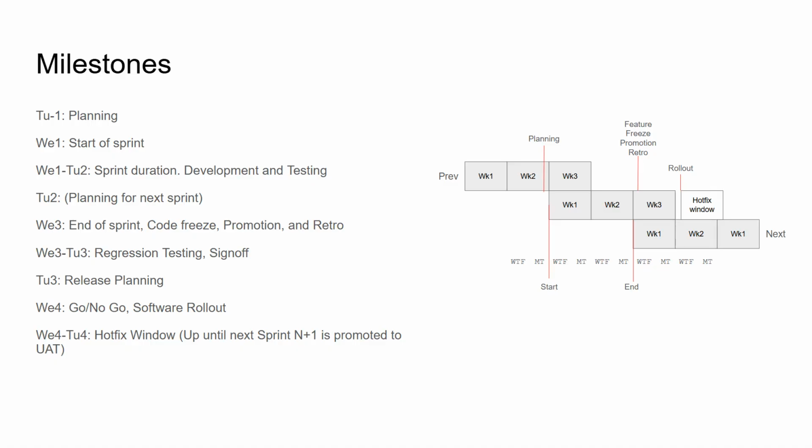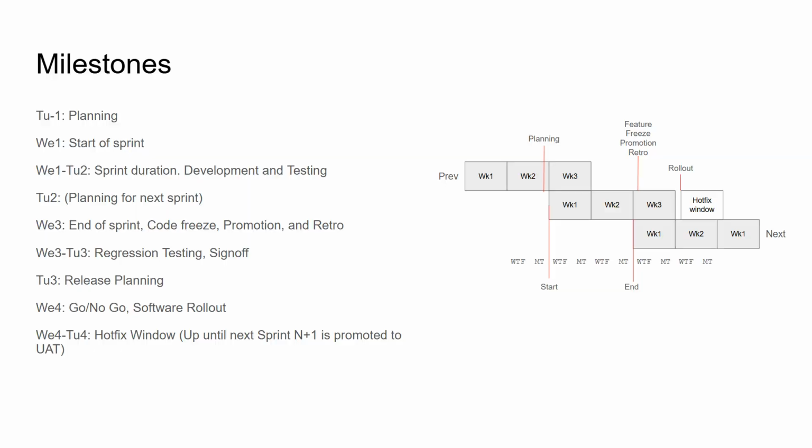On the Tuesday following the iteration, we have release planning, and then a go, no go, and a software rollout on Wednesday night. And then there is a period where the UAT environment looks exactly like the production environment, where we can prep and roll out hotfixes. So what does planning look like?